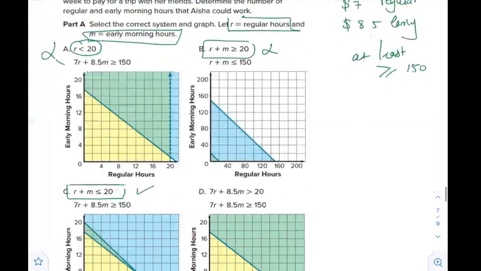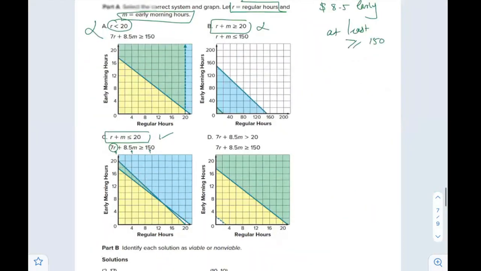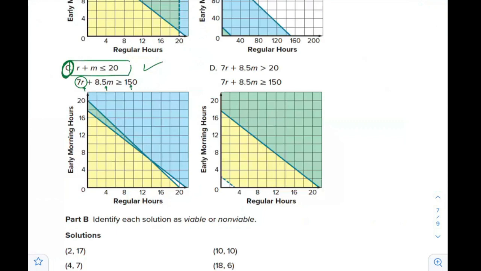It is related to money. The money earned by regular hours is 7R, yes, because it is $7 per regular hour and $8.5 per early morning hour. So dollars plus dollars is more than or equal to dollars because this is the minimum amount of money that she can earn. So this system of inequality makes sense. And the graph related to that is shown here. You can check the graph.